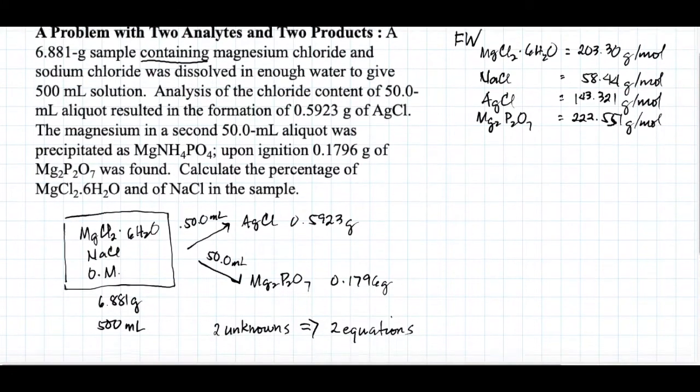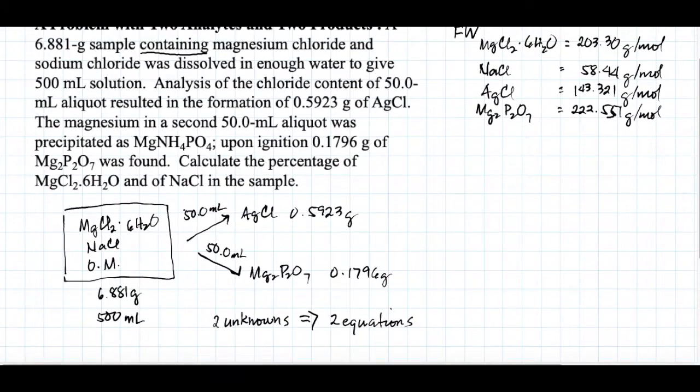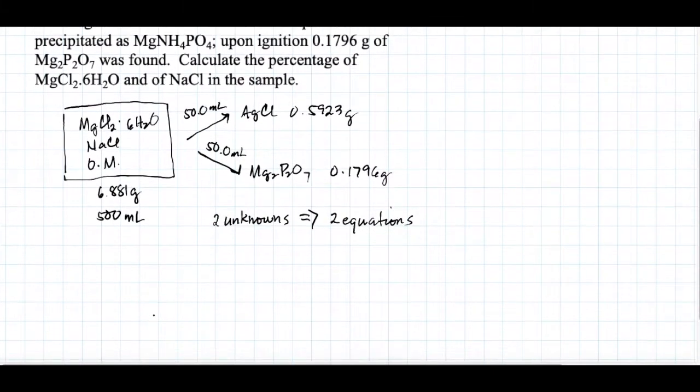So let's go back to our problem. Now, between silver chloride and magnesium pyrophosphate, it will be easier to start with the weight of magnesium pyrophosphate. Why? Because the magnesium pyrophosphate will only come from magnesium chloride hexahydrate, whereas for silver chloride, you have two sources of chloride: your magnesium chloride hexahydrate and sodium chloride. So here, if you use magnesium pyrophosphate, you have a direct relationship between the pyrophosphate and the magnesium chloride. So we can start with that.